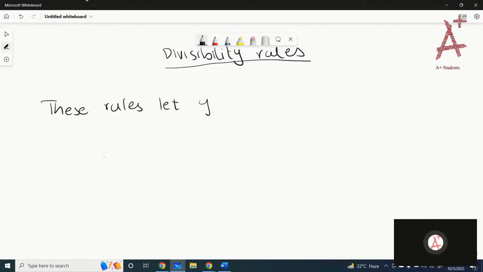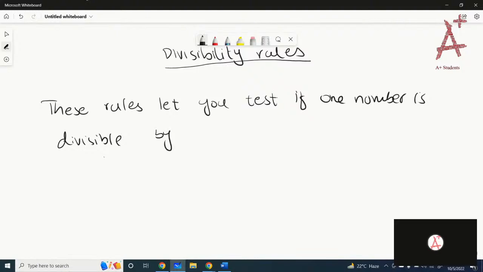These rules let you test if one number is divisible by another without dividing them. Got it? You have to apply some of the rules and you know if the number is divisible by the other number or not. Got it?